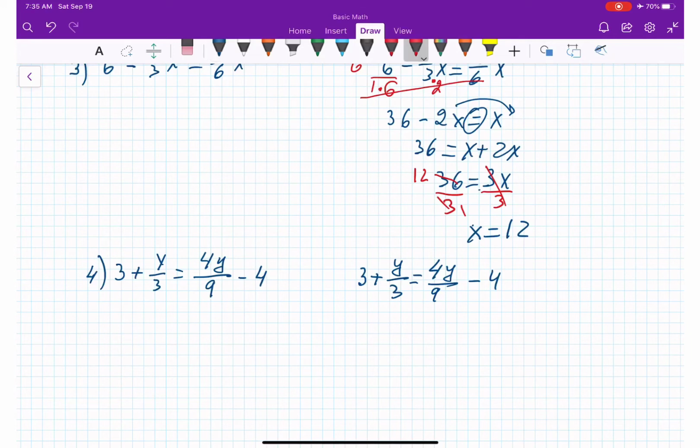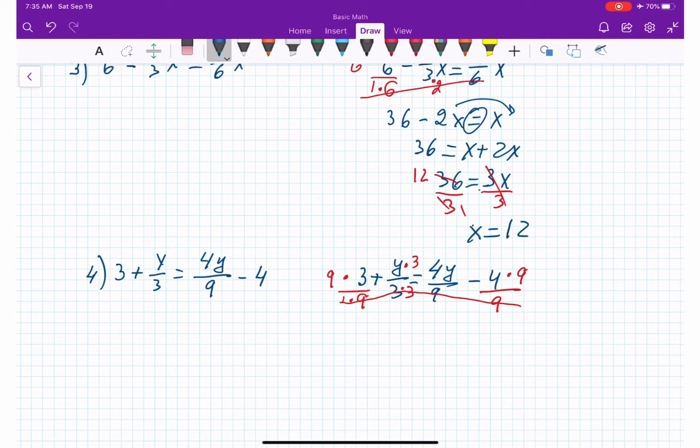So what do we do? Here the denominator is 1, right? So we need to multiply by 9. Here also multiplying by 9. Here is 3. We multiply by 3 to get 9. Multiply by 3. 4y over 9, we don't touch it because it has 9 already. And minus 4, this one also, multiply by 9. Okay, 9, 9, 9, 9, dropping.